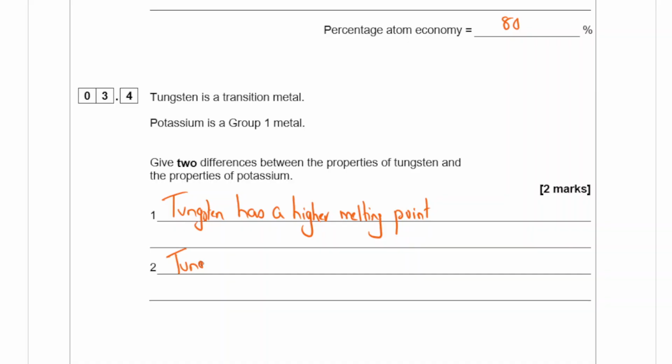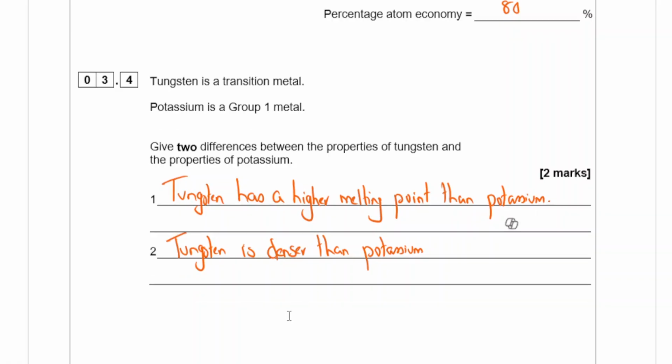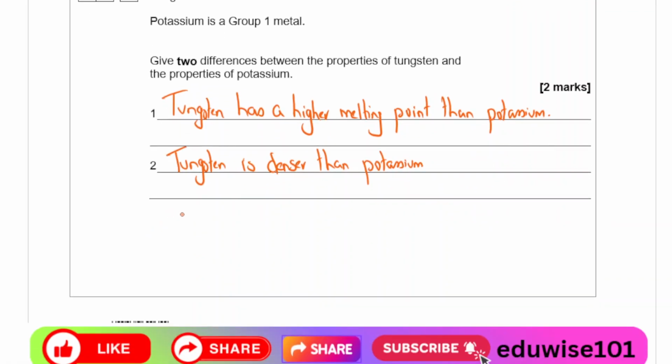Tungsten is denser than potassium. We are trying to work out the difference, so there's no point in saying tungsten is dense. It doesn't actually compare that to potassium. You could also say, there's a couple of other things that you can actually say. So let me write the others.